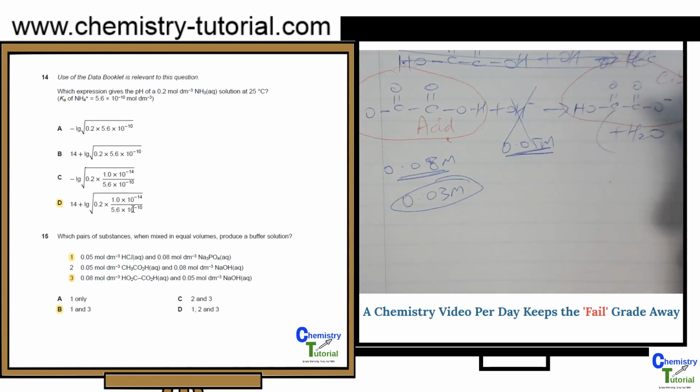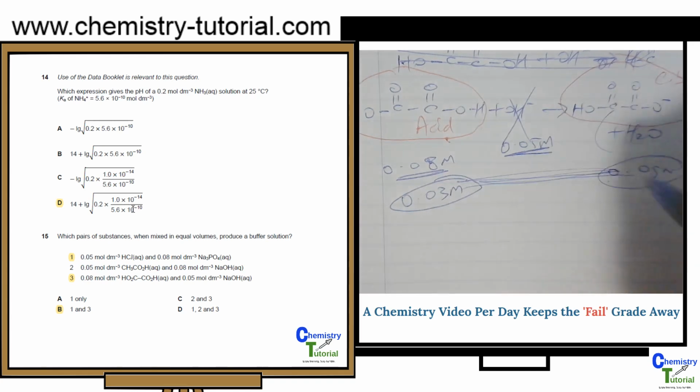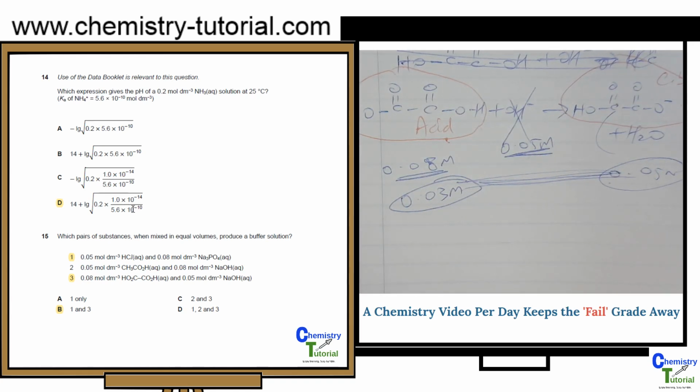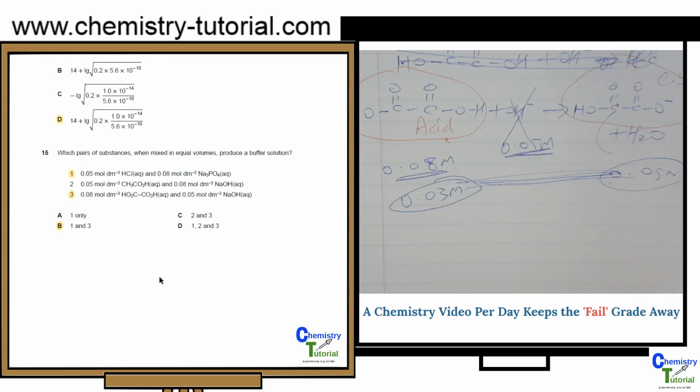Over here, this will be 0.05. Now notice that they are present in sufficient quantity. So we do have a buffer solution. So 1 and 3 are correct. Now question 16.